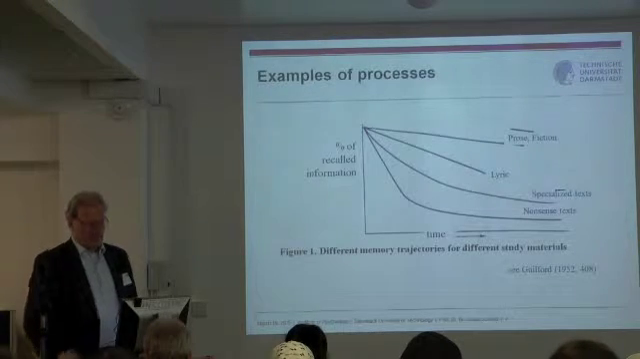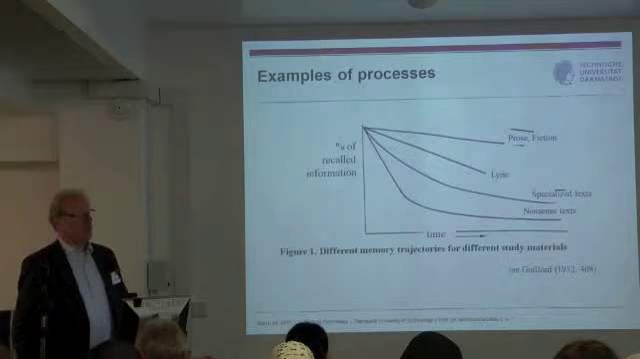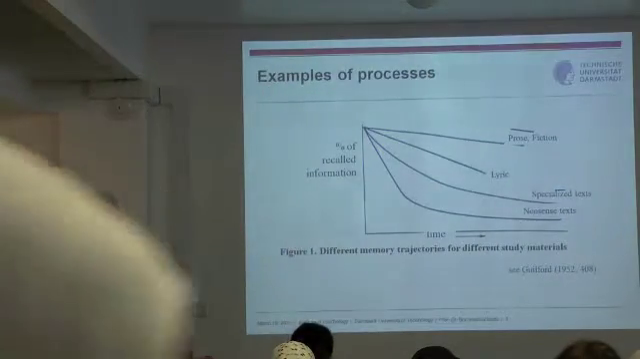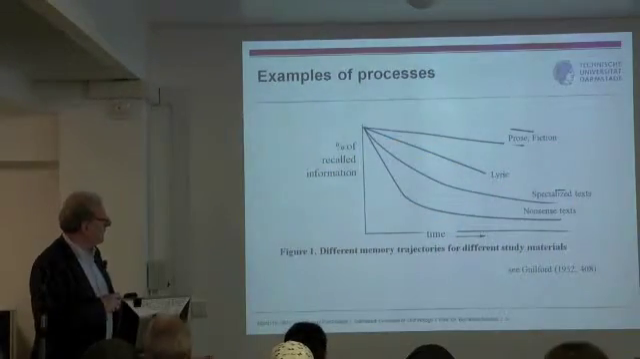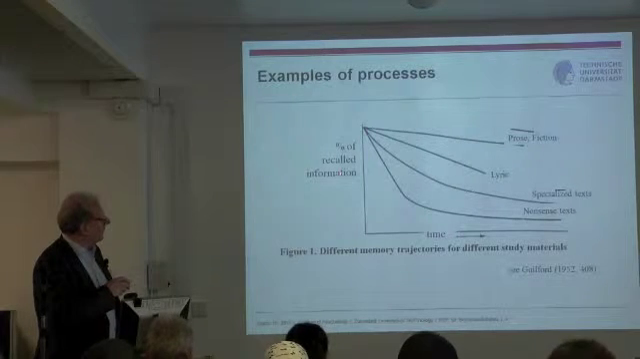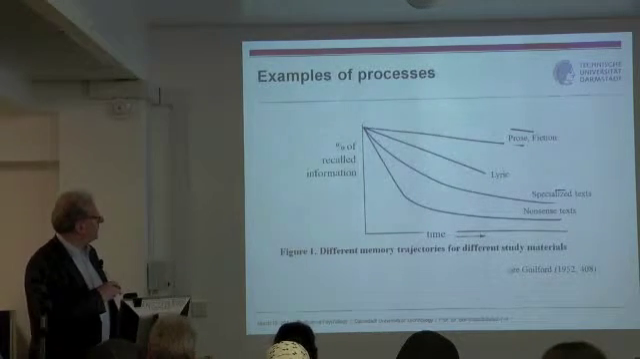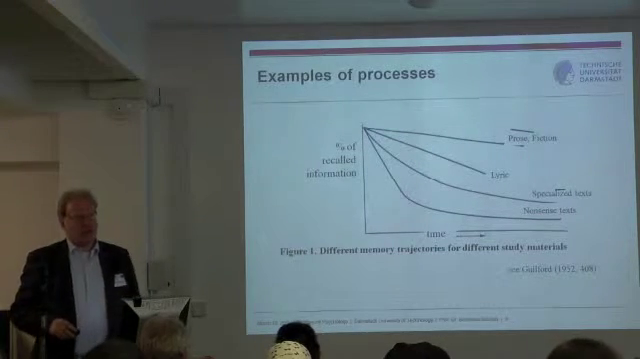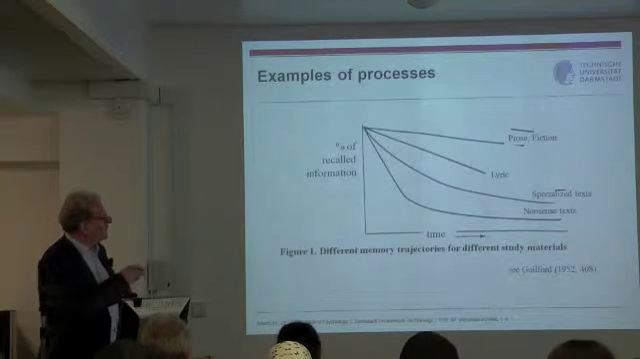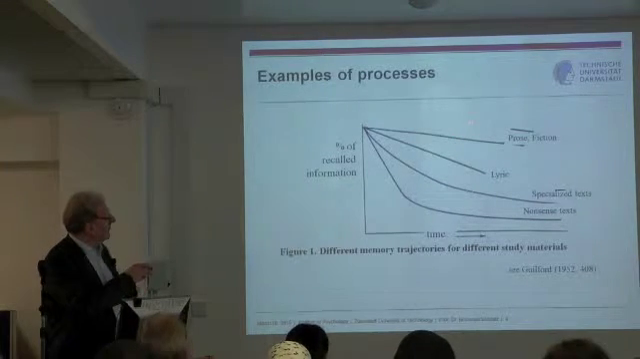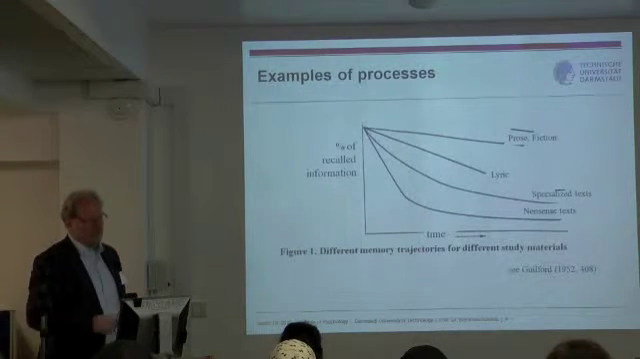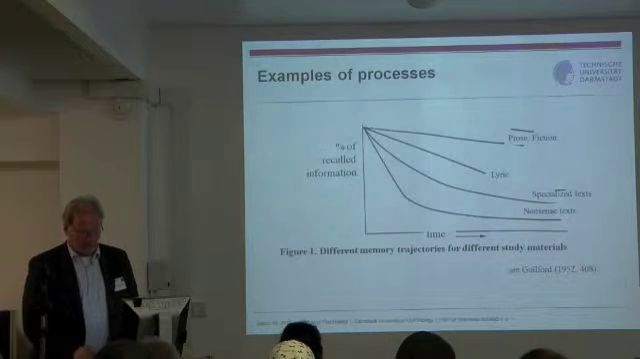Why do we need analysis of processes? Because learning is not constant over time. This is the forgetting curve. It's well known. You have the percentage of recalled information, and you see it changes over time. So if you would measure the recalled information at that point in time or at that point in time, you would get different results.